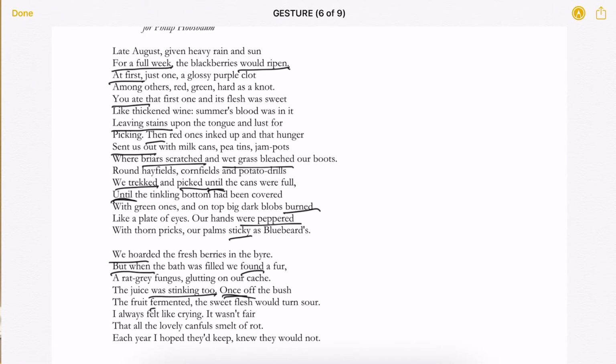Once off the bush, the fruit fermented, the sweet flesh would turn sour. I always felt like crying. It wasn't fair that all the lovely candles smelt of rot. Each year, I hoped they'd keep, knew they would not.